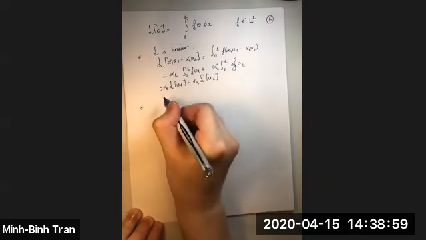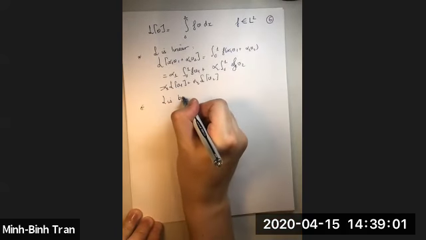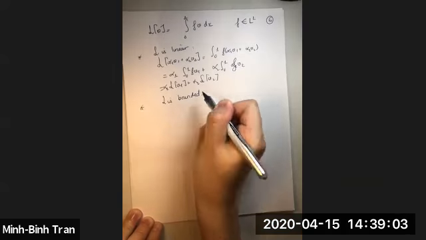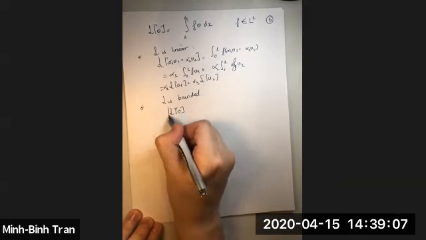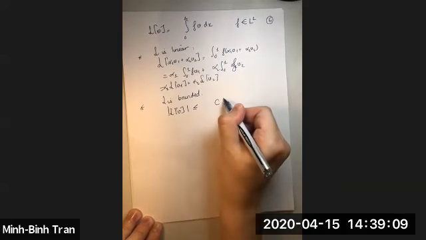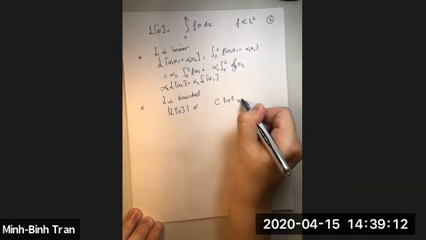Now, I want to show that L is bounded, which means that I want to show that this is smaller than C times the norm of V in W01.